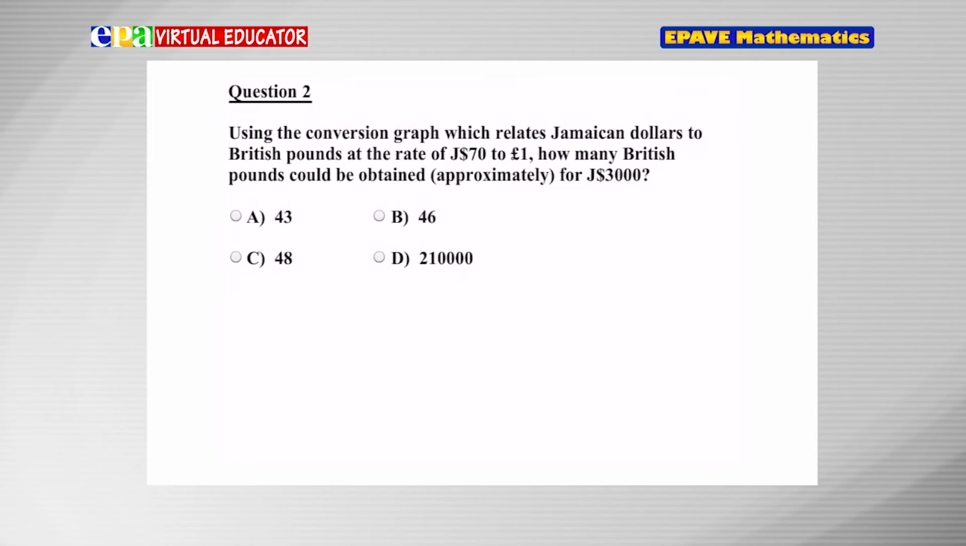Using the conversion graph which relates Jamaican dollars to British pounds at the rate of 70 Jamaican dollars to 1 pound, how many British pounds could be obtained for 3,000 Jamaican dollars? A, B, C, or D?